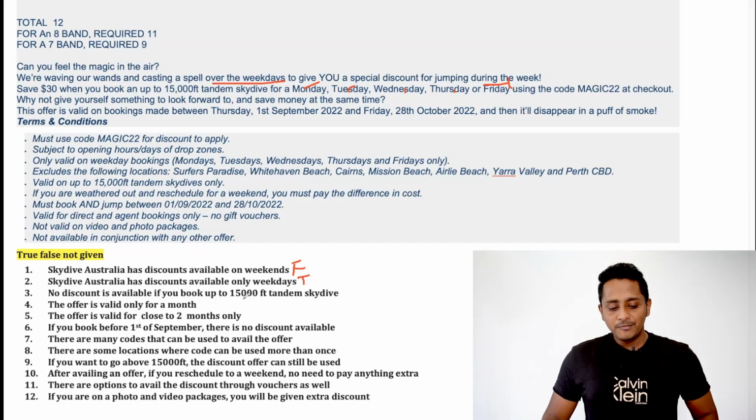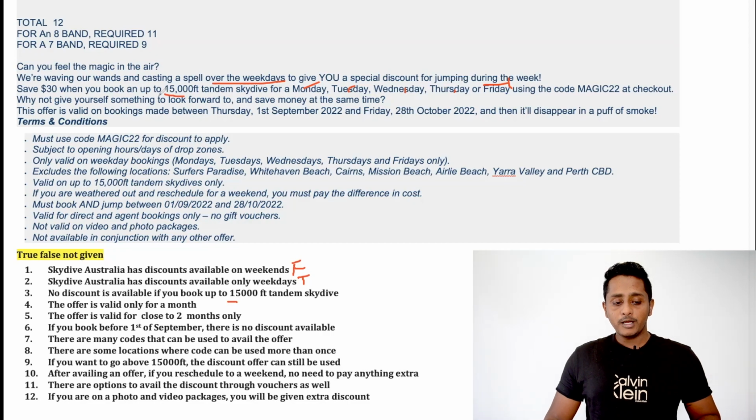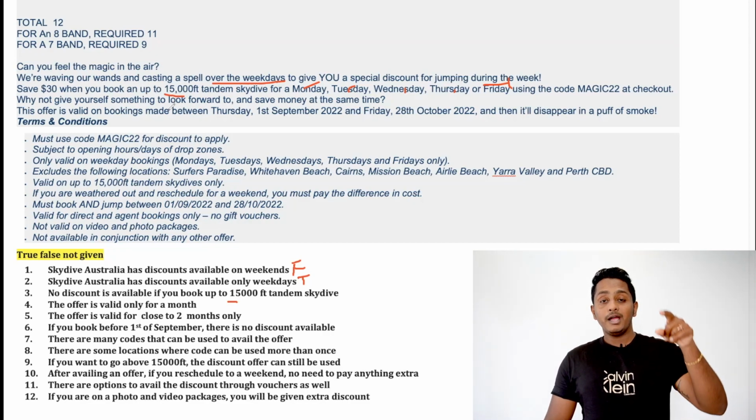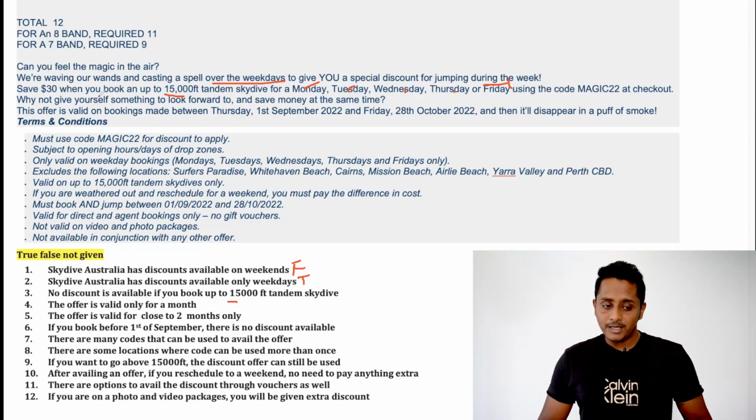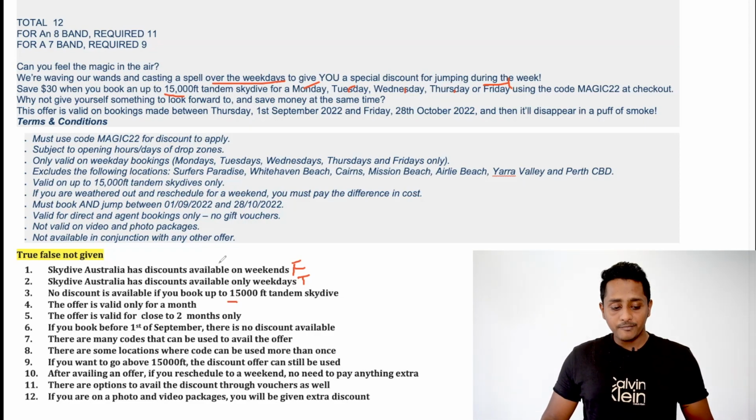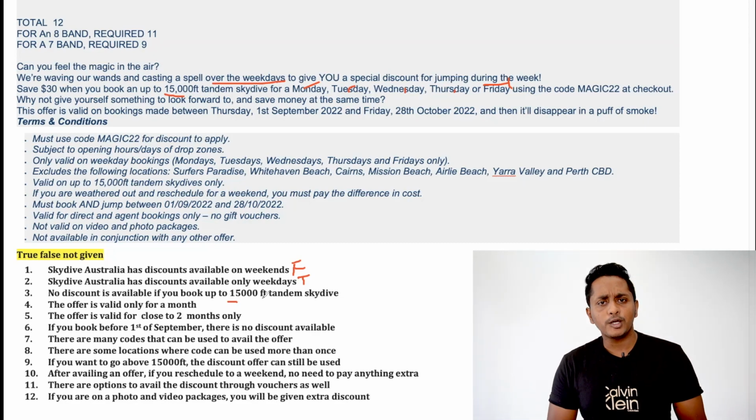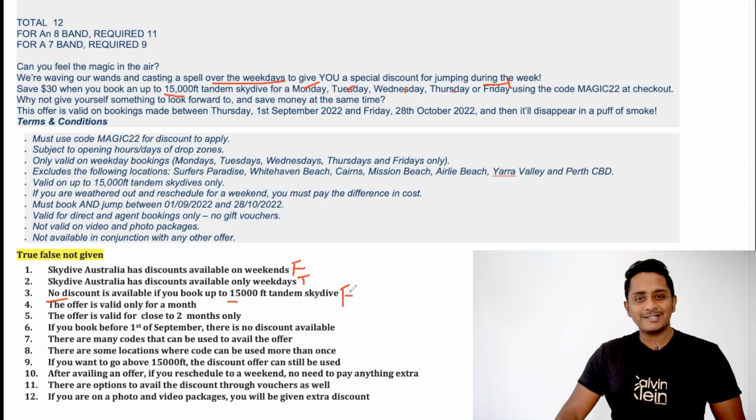Alright, no discount is available if you book up to 15,000 feet tandem skydive. If you know, discount is available if you book up to 15,000 feet. In the paragraph, they are saying save 30%, that's a discount, when you book an up to 15,000 feet tandem skydive. So your statement, no discount is available if you book up to 15,000, no, it's exactly a lie. They are saying we will give you a discount, and here you are saying no discount. So it's again false. Third one is false.